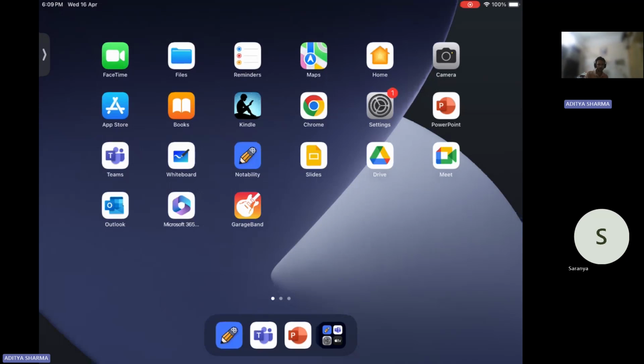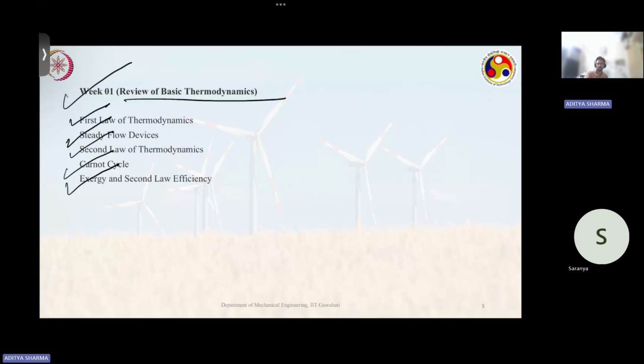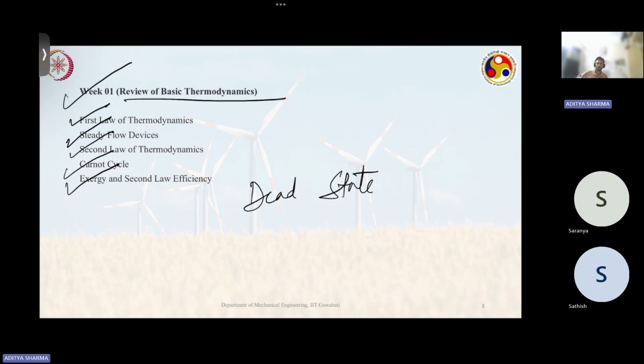Then the concept of exergy has been discussed. Exergy basically is the maximum useful work that you have in your hand. And how do you calculate your exergy? Based on your dead state. Dead state in most of the cases is your environment, the conditions at which your environment is. So this is basically your discussion on exergy.